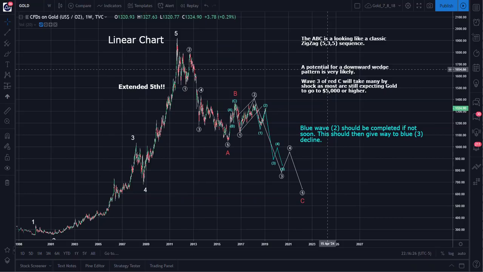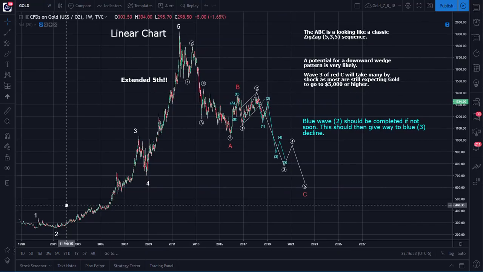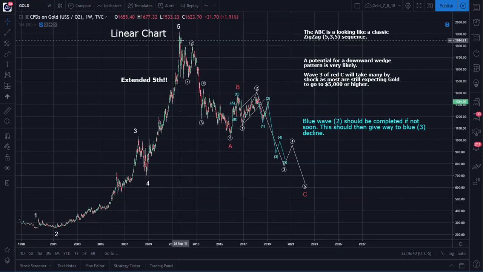This is Lee with an update on the gold analysis. The linear chart here shows pretty much unchanged markings and labels and counts. We have 1, 2, 3, 4, 5, the impulse completed with wave 5 being extended.